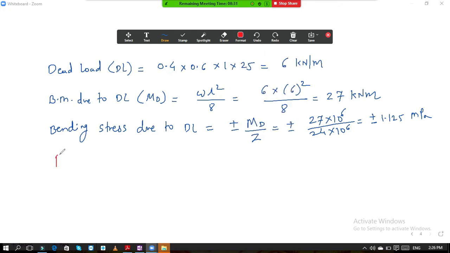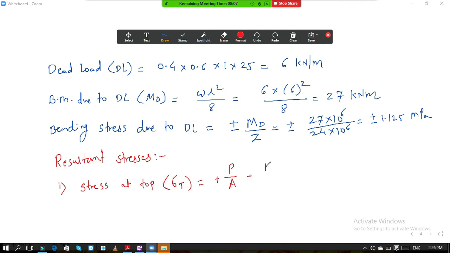So the resultant stresses. First, the stress at top, that is sigma T, which is equal to P by A, which is always plus, minus P E by Z plus M D by Z due to dead load plus M L by Z due to live load.